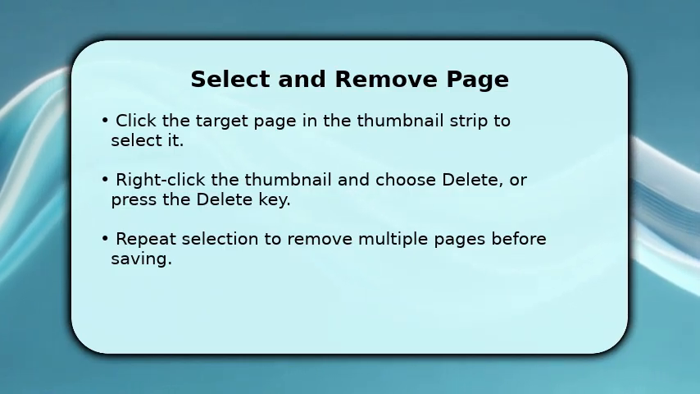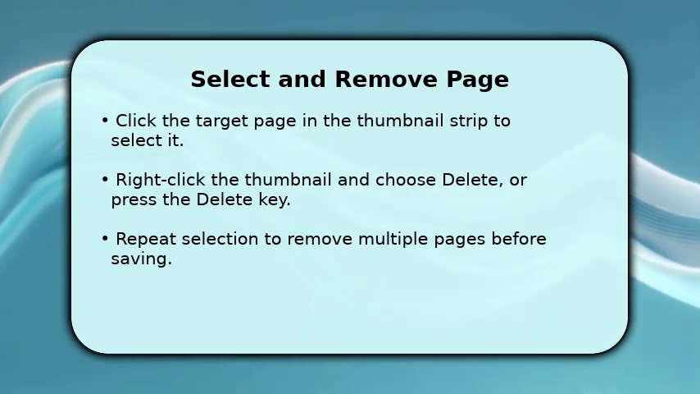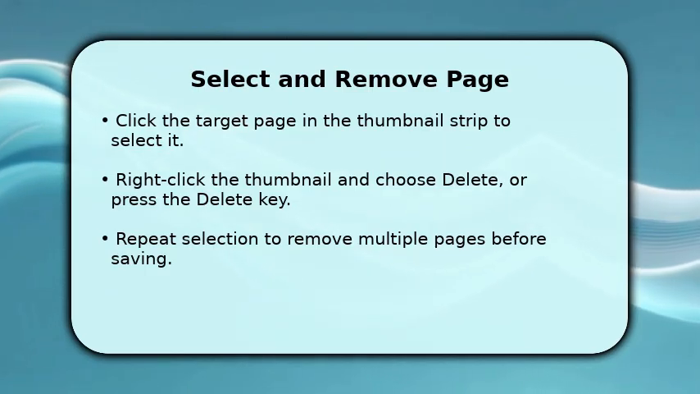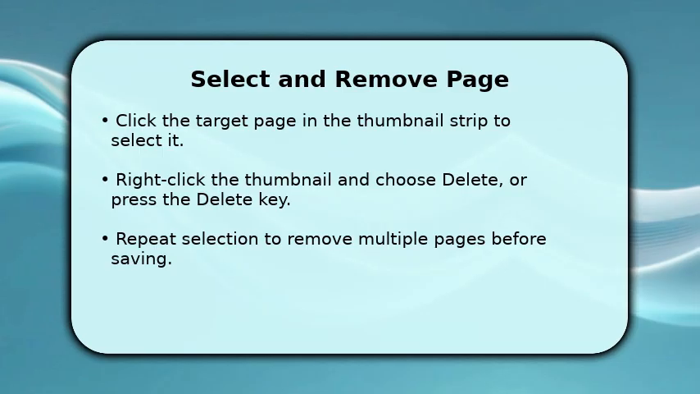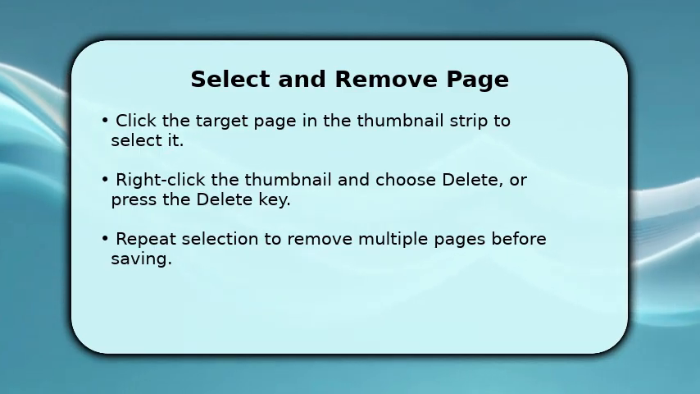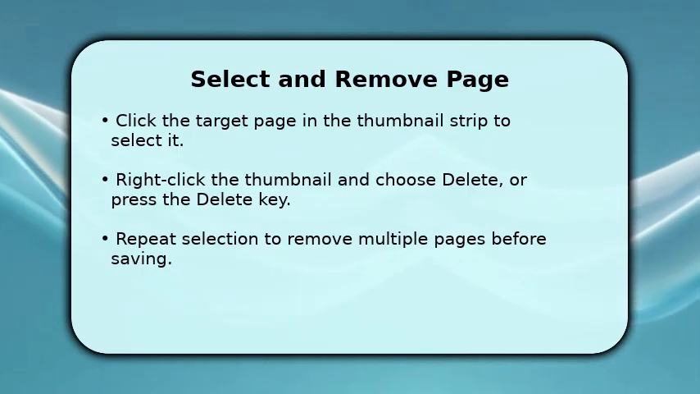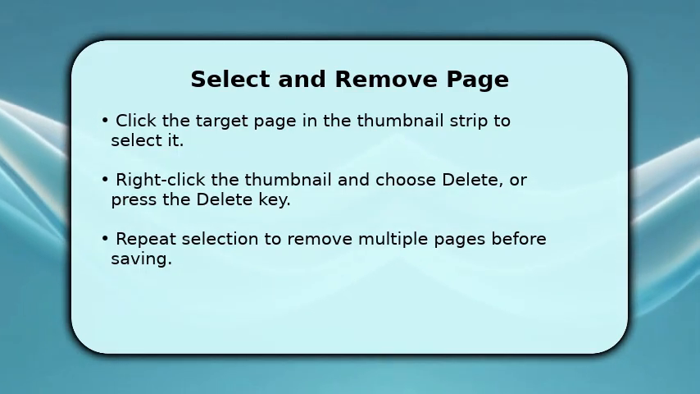If you need to delete multiple pages, hold Ctrl and click each thumbnail, then delete them together to save time. This step changes the document structure, so pause to confirm the correct pages are gone. Deleting here is quick because thumbnails show exact page order and content for accurate selection.